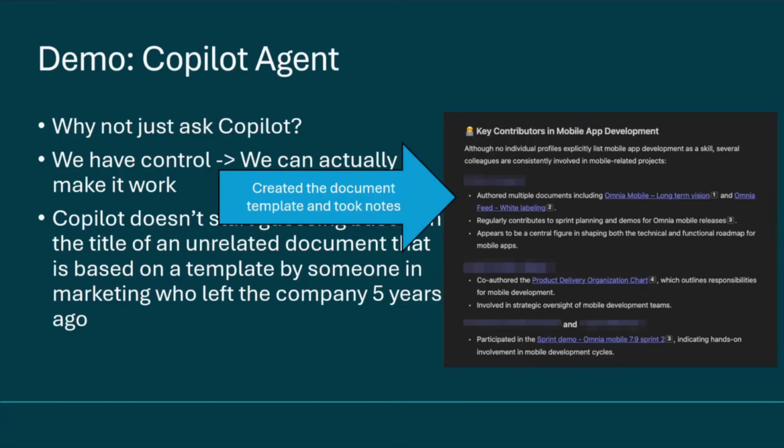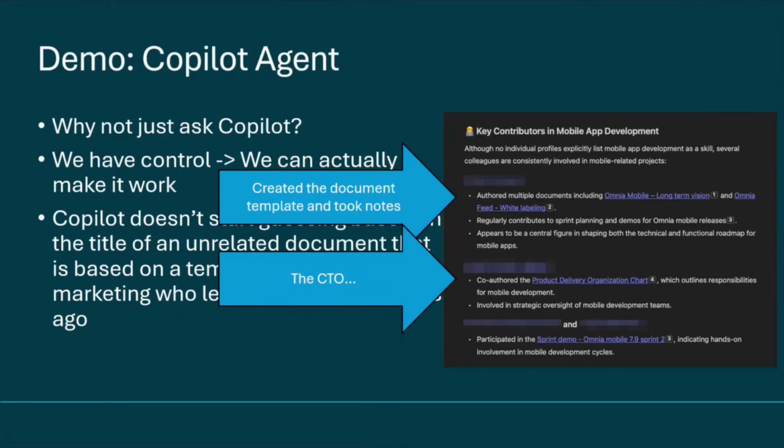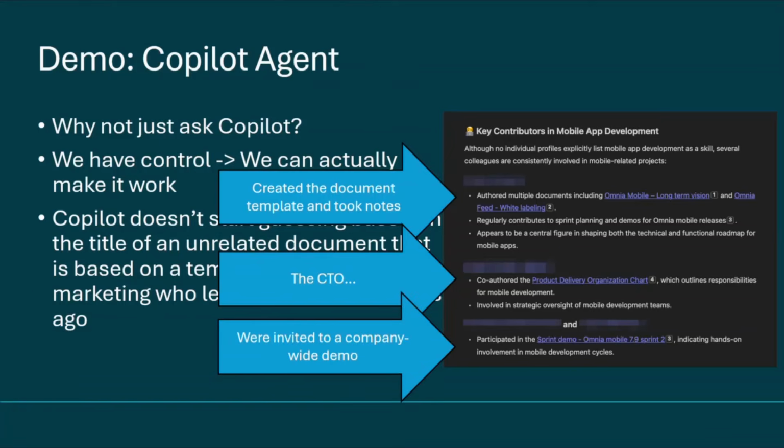This is the case where you ask for a skilled developer or mobile app developer, and the first result is the document template and the person who took the note around that template. The second is the CTO of the company. You can say the CTO is a skilled developer, of course, but you don't usually ask the CTO for certain skills like that. And this was someone who was invited to some demo related to mobile app development. Not super relevant to my particular query, but hey, that's how Copilot is sometimes.